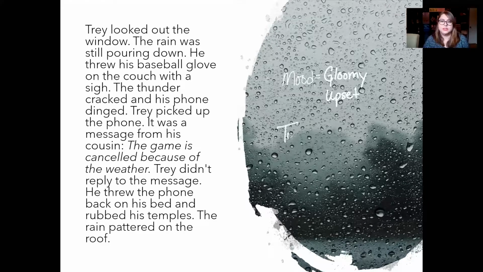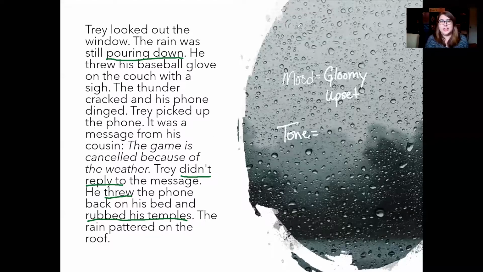So what we want to look for next is tone. So what can we use to talk about tone? What's the author's attitude towards the things that he's talking about? So I see a couple of things that might help me. First thing I want to look at is vocabulary. What words does this author use to help me figure out how he feels? So we see things like the rain is pouring down. We see that Trey didn't reply, which is, I think, kind of telling for how he feels. He threw the phone on the bed and he rubbed his temples. That to me is kind of a sign of someone who's feeling frustrated and unhappy.